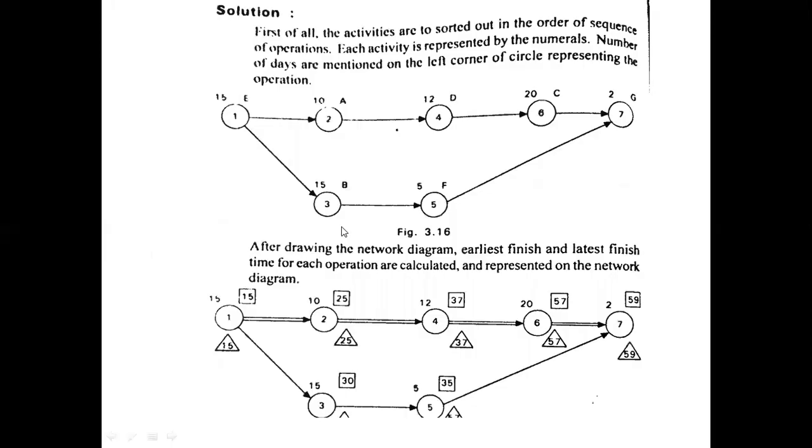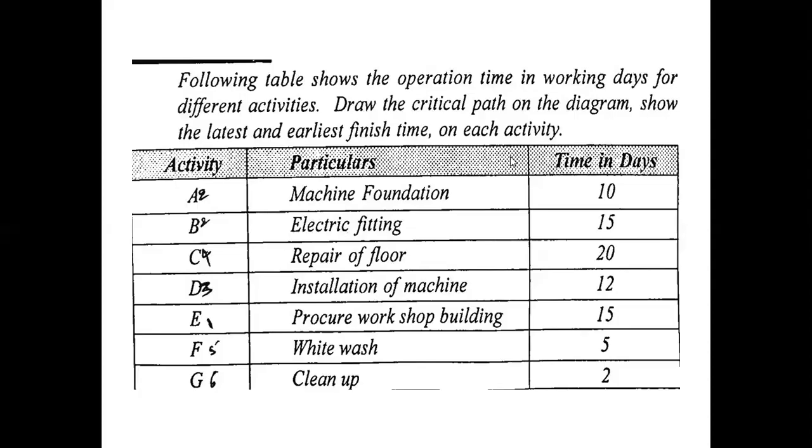So let us see first one, machine foundation. Machine foundation, and then B activity is considered as electric fitting, and C can be treated as repair of floor, and D installation of machine, E procure workshop building, F whitewash, and G is cleanup. So in this given data, first thing, what is the first step you have to do? You have to sort out the sequential order of all these activities. That means first what we have to do among all these activities, which can be done at first.